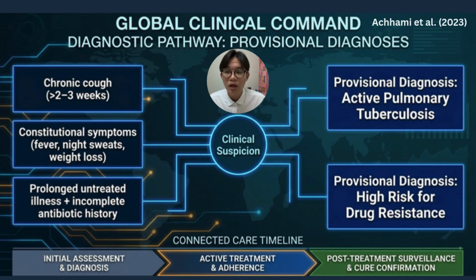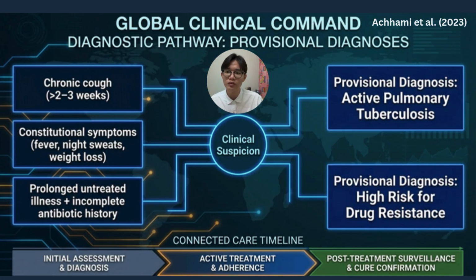Upon admission, a comprehensive clinical assessment was performed. Based on the patient's symptoms and history, clinicians strongly suspected active pulmonary tuberculosis. The important clinical indicators include, first, a chronic cough lasting more than 2 to 3 weeks. Second, constitutional symptoms such as fever and weight loss. And the last one is prolonged untreated illness.